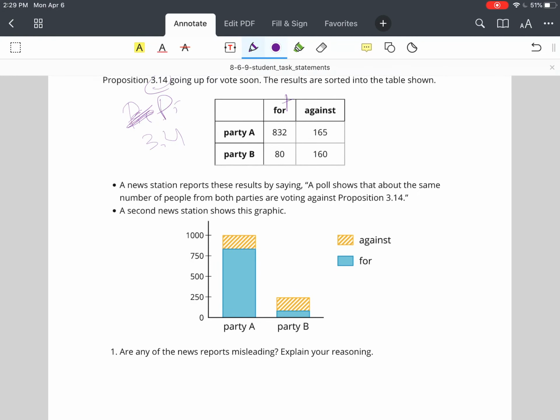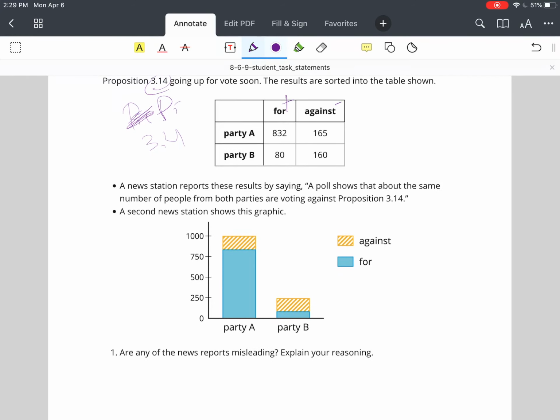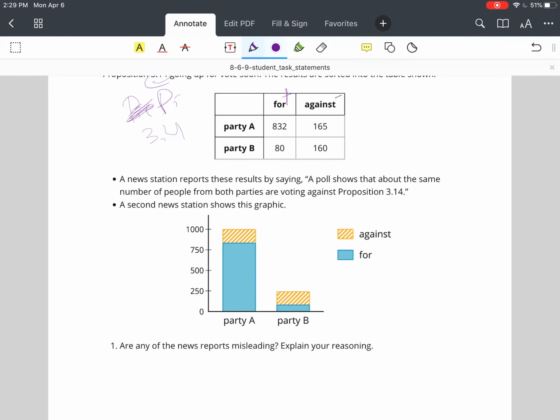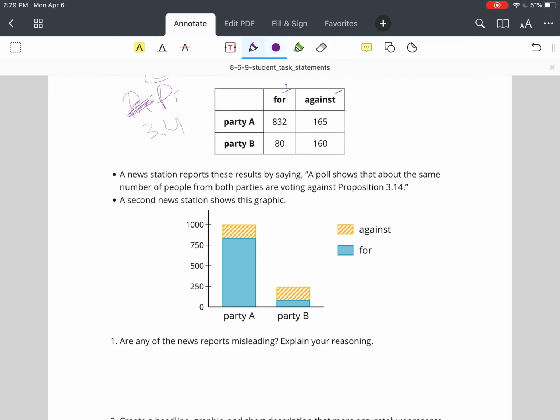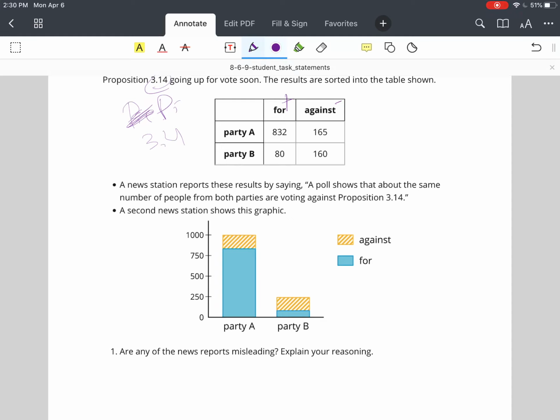So this means plus or minus, right? A news station reports the results by saying a poll shows that about the same number of people from both parties are voting against Proposition 3.14. A second news station shows the graphic. So, are any of these news reports misleading?